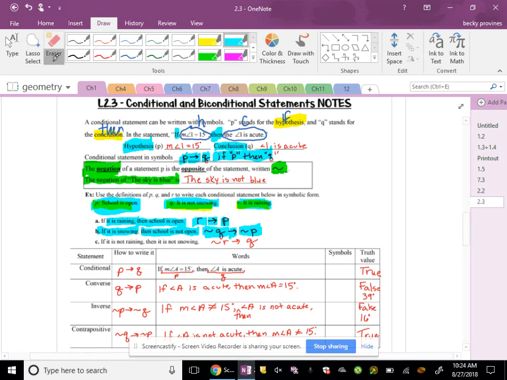Okay, let's try this one more time. Let's erase some of this. Okay, if it is not raining, look up here. This one says it is raining. So you need the opposite. So it is not R. Put the arrow. It is not snowing. Does it say that? Well, it sure does. It says it is not snowing. So that is Q.